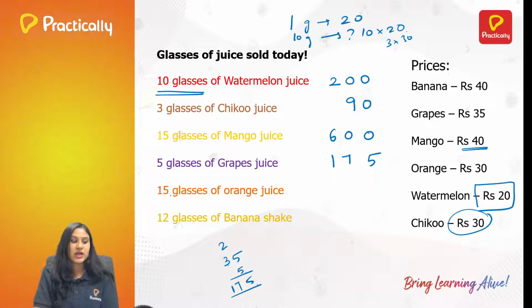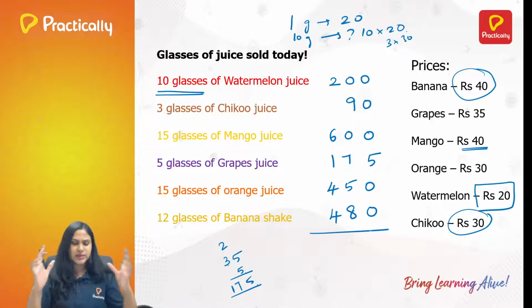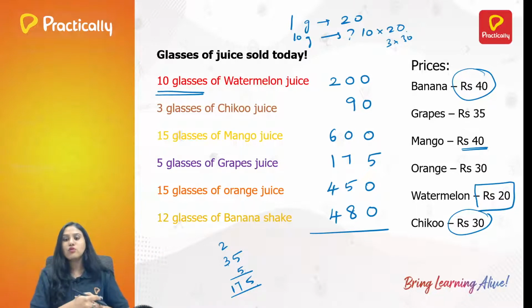175. Next, 15 glasses of orange juice. 1 glass costs rupees 30. So 15 glasses costs how much? 450. Next, 12 glasses of banana shake. 1 glass costs rupees 40. 12 glasses costs 12 into 40, that is 480. Right? Very simple calculation, nothing so complex. Now, just add all the costs of all the juices and tell me the answer.